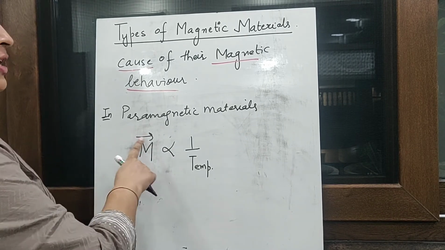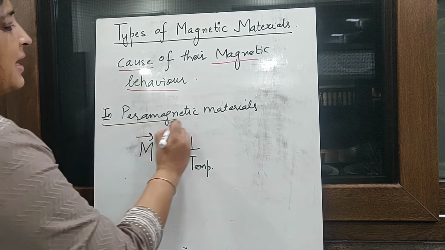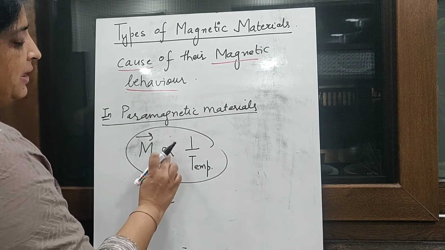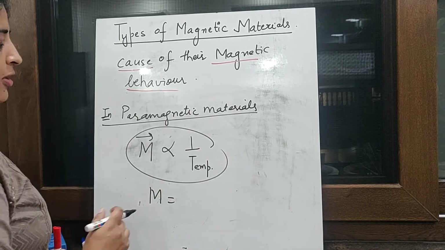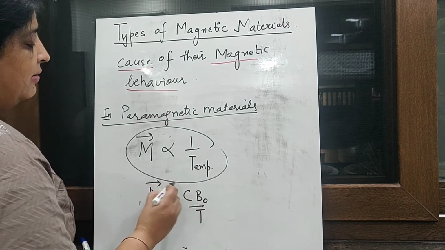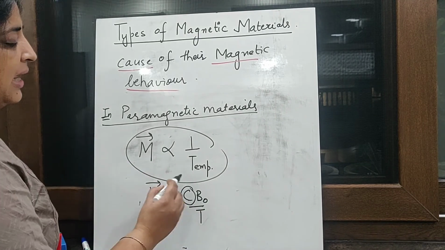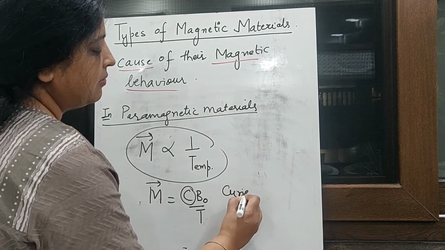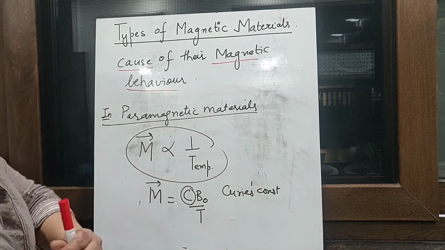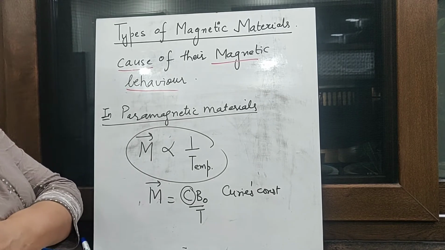So magnetic moments also depend upon temperature in the case of paramagnetic materials, and this relationship further is written as M, removing this proportionality by a constant, we write M = C B naught by T, where this relationship was given by Mr. Curie. So C is known as Curie's constant. The B naught is the magnetic field which was there inside it already, and T is the temperature at which the sample is there.